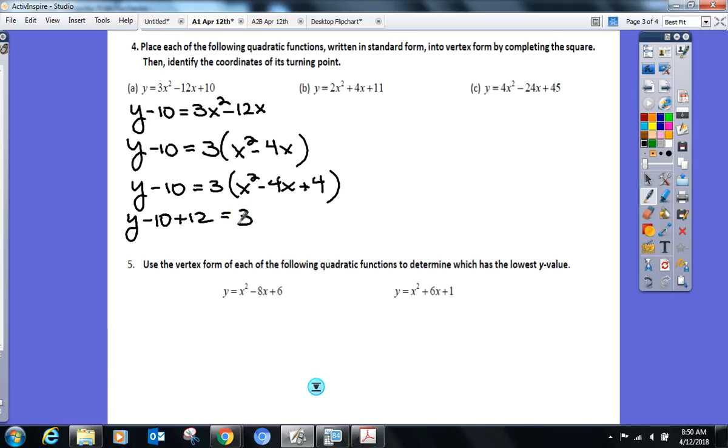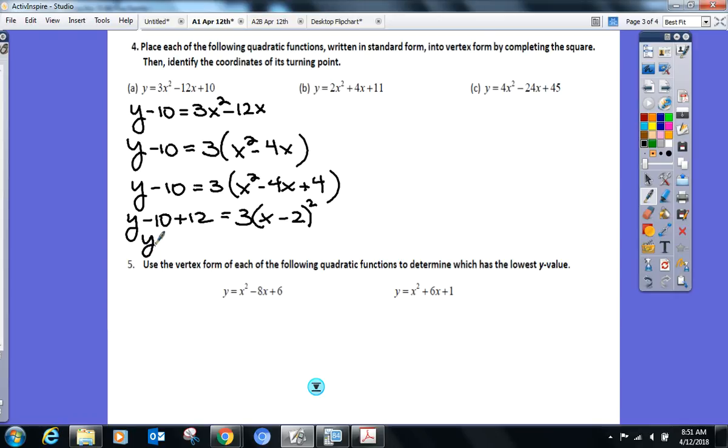Now, 3. Factor that like we've been doing. What's this going to factor into? Because that's a perfect square trinomial. X minus 2 squared. Oh, this is almost looking like vertex form, isn't it? Almost. We're just missing that little something something here.